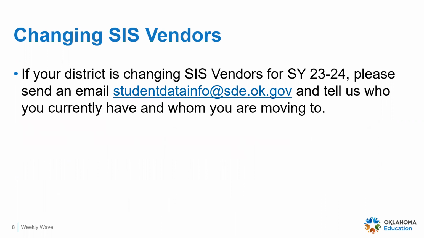Changing your SIS vendors: if your district is going to change for the next year, 23-24, please email us at studentdatainfo@sde.ok.gov. Let us know who you currently have and who you're moving to. We just want to make sure that transition is seamless and that you're not stuck with having to resolve every student in your district with their STNs. We need that. I think it's the student ref ID or something. There's something to do with the STN that needs to be transitioned as well. So please reach out to us.